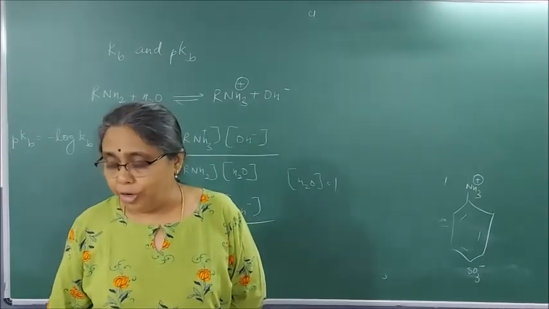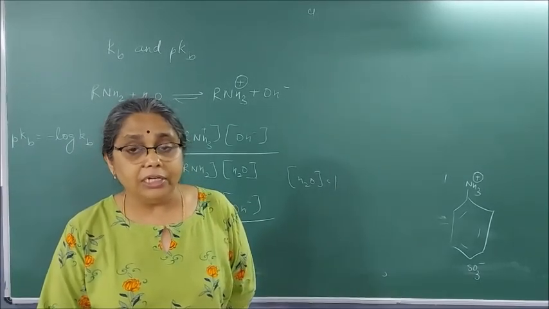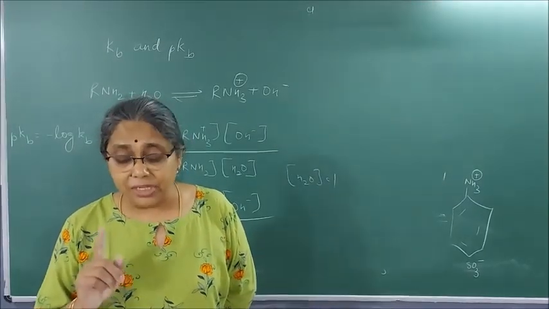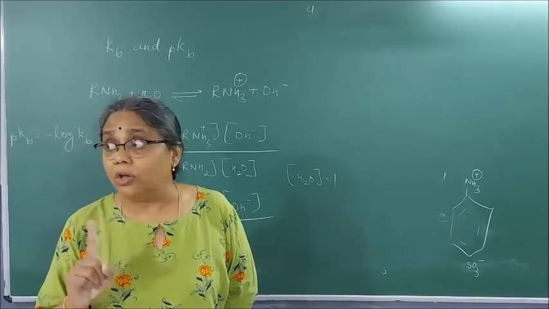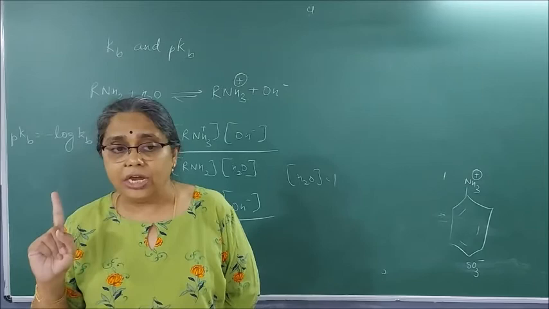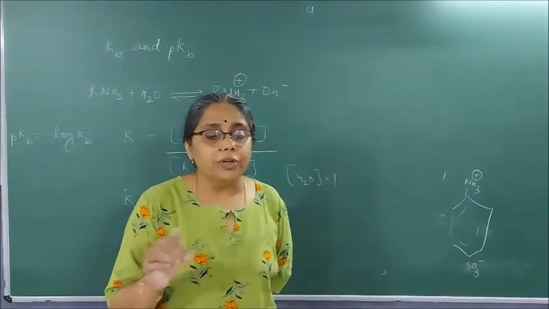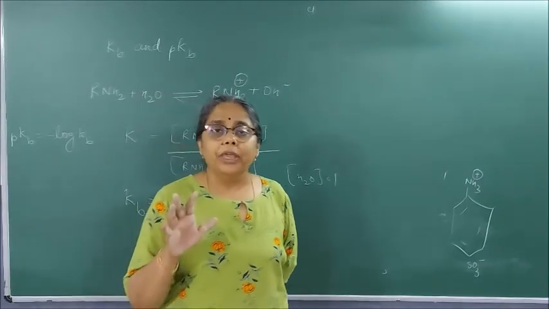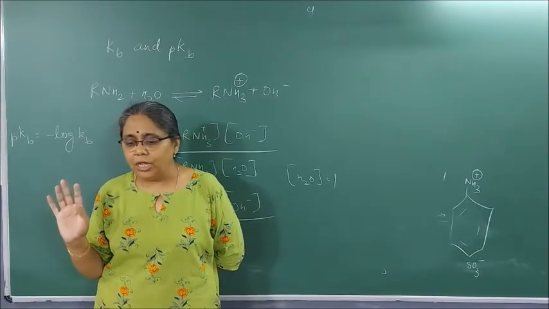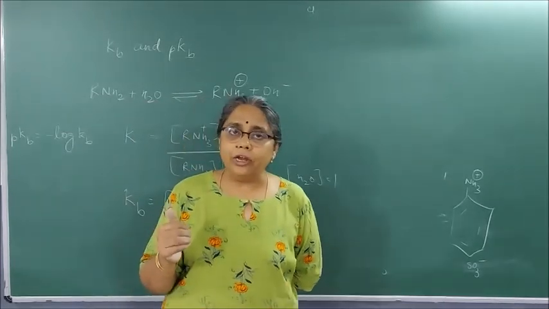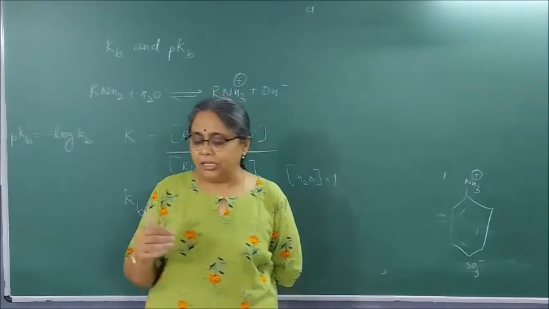Table 13.3 is highly important, and please remember the table's heading. The table's heading states pKb values of amines in aqueous state. In gaseous state it is different, in aqueous state it is different. So first we will talk about aqueous state. In that table please write the pKb value of ammonia is 4.75. You will find that the values for aliphatic amines are less.